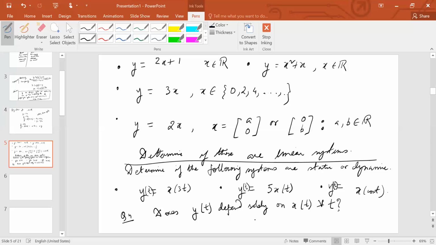Failure to find one does not mean that it is static. Of course, if you can prove conclusively that no matter whatever t you choose, there is no way that the value of y depends on the value of x at some other t, then you are done. Then you can say conclusively that it's a static system. So with this in mind, do check for these three examples whether they are static systems. Hopefully, having solved these, you would be in a position to understand what a static system is and therefore how to determine the linearity or otherwise of a static system.